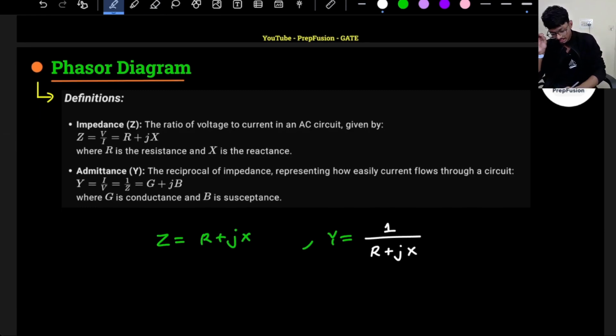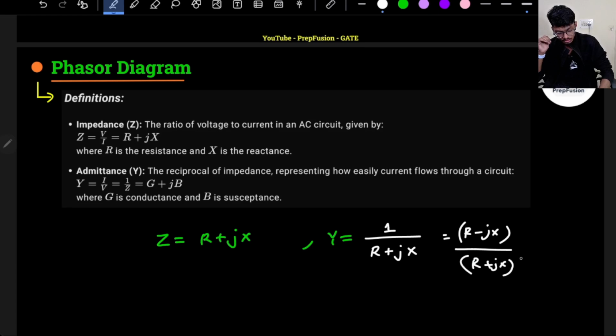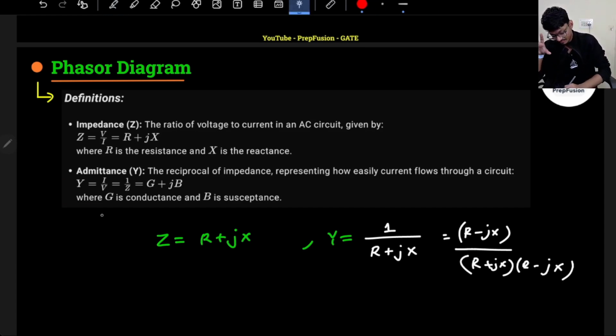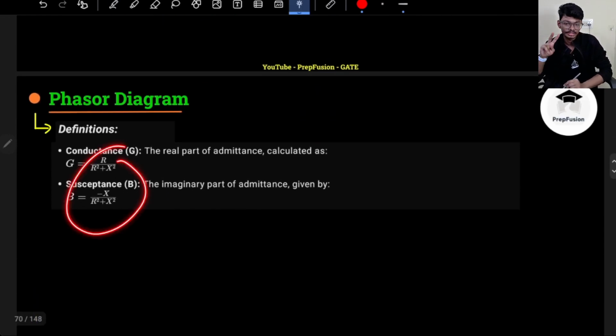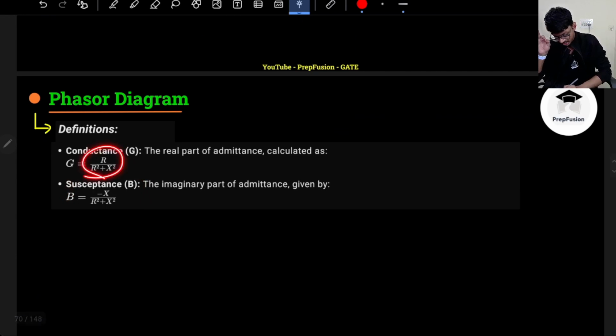Can you convert this into this format? What you have to do is simply multiply and divide by R minus jX, giving R minus jX over (R plus jX) into (R minus jX). Just convert it into this format and identify G and B separately. If you solve the equation, you will identify G and B to be R by R square plus X square and minus X by R square plus X square.